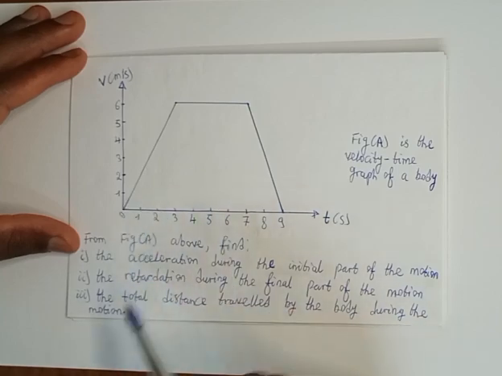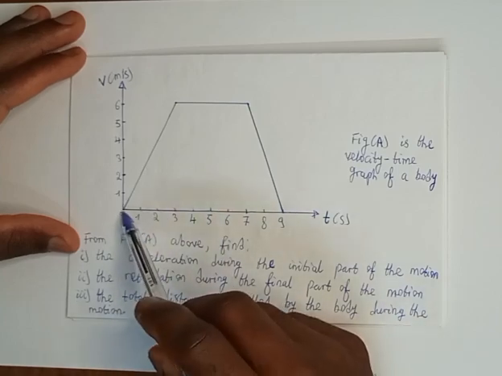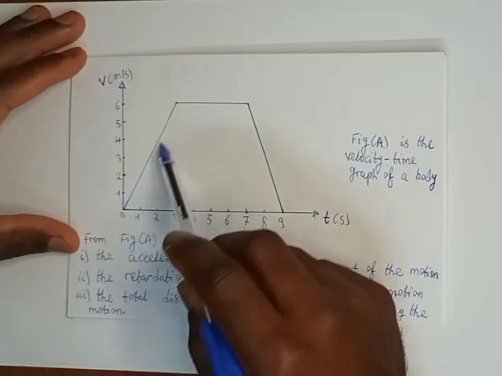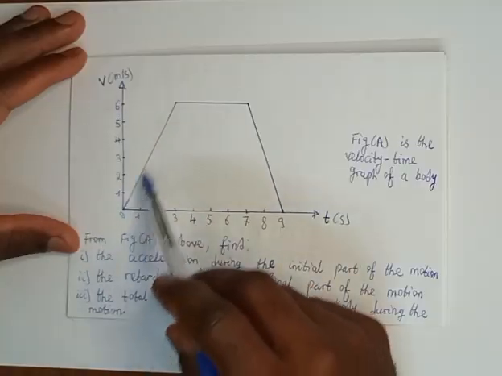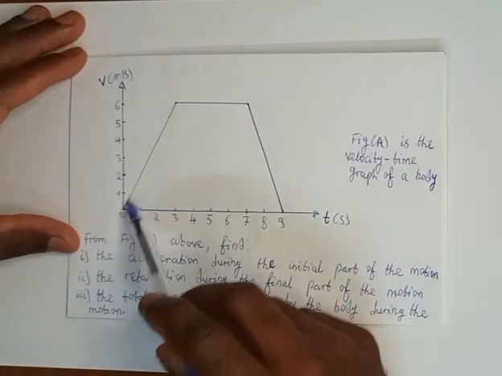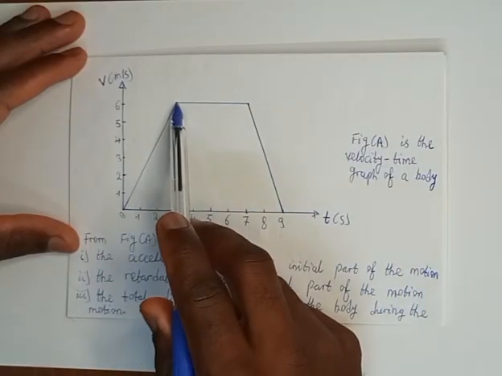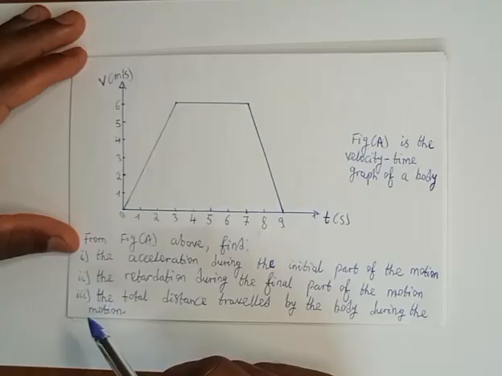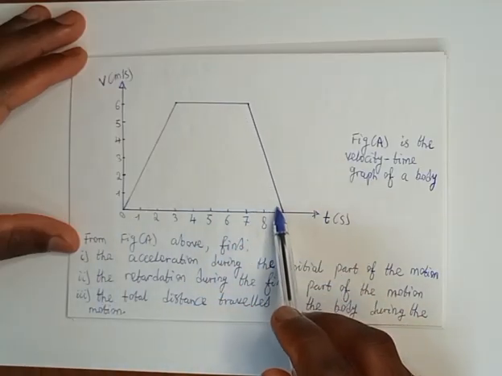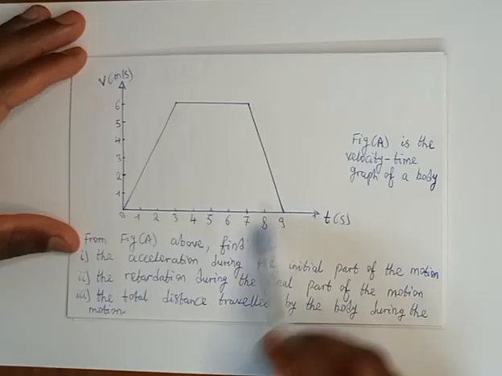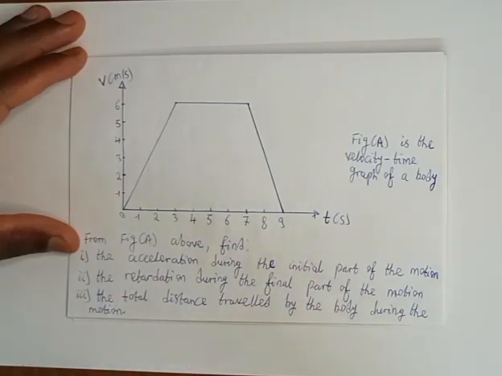Looking at this graph, you will see that at the initial part of the motion, the object was accelerating. You can see how the velocity increases with time. That means there's acceleration here. Whereas here, the object moves with a constant velocity. Then here, you can see that the velocity of the object was reducing. That means there was retardation.